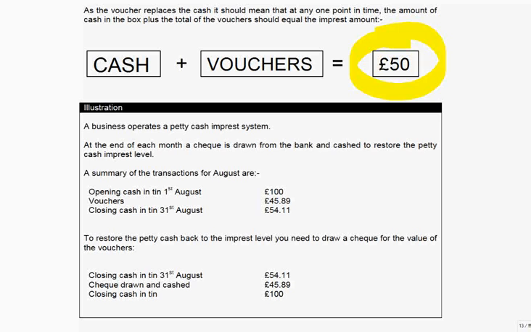Let's have a look at this illustration that we've got here. You may want to pause the presentation at this point and have a read through of the information.